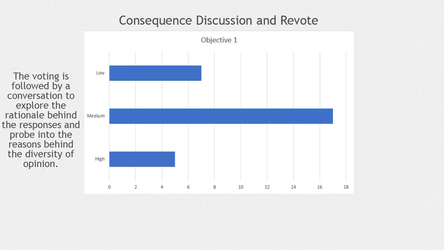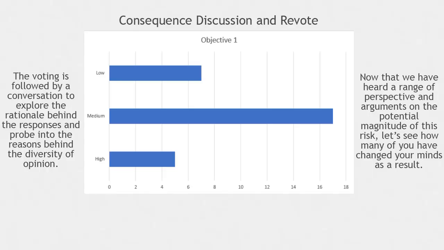Following a conversation like that, you might say, now that we've heard a range of perspectives and arguments on the potential magnitude of this risk, let's see how many of you have changed your minds as a result. And at this point, you re-vote to see if anyone has been convinced to change their vote. At some point, you go with the majority vote. You would repeat this process for the probability.